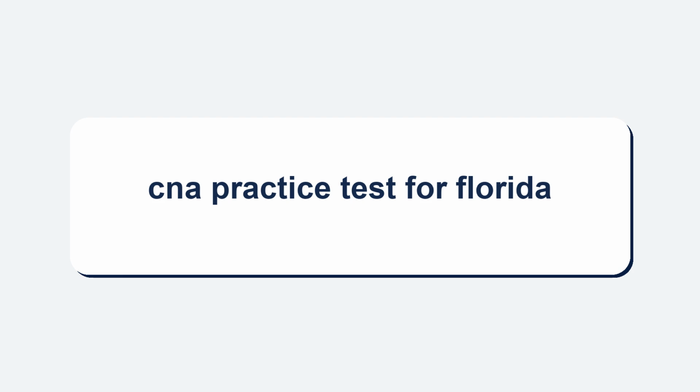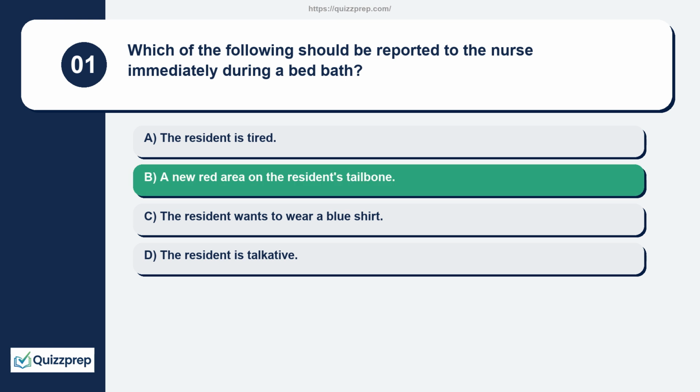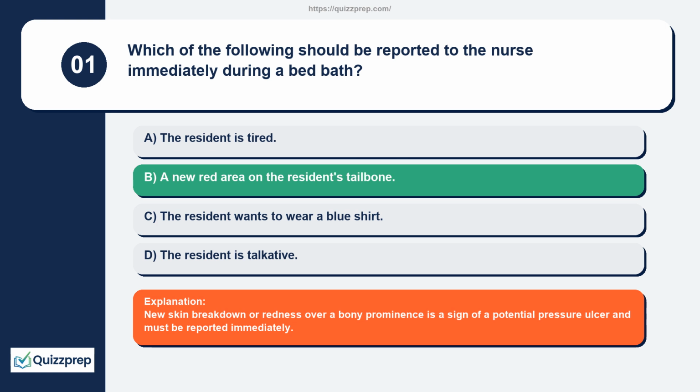CNA practice test for Florida. Question 1. Which of the following should be reported to the nurse immediately during a bed bath? The resident is tired. A new red area on the resident's tailbone. The resident wants to wear a blue shirt. The resident is talkative. New skin breakdown or redness over a bony prominence is a sign of a potential pressure ulcer and must be reported immediately.